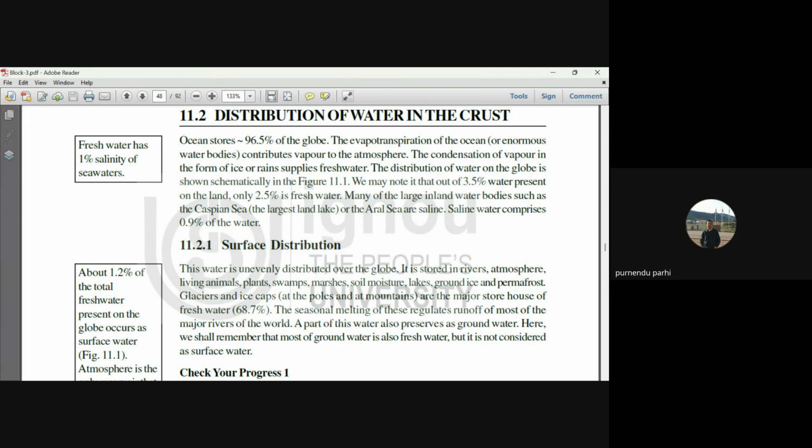We may note that out of the 3.5% of water present on the land, only 2.5% is fresh water. Many of the large inland water bodies, such as the Caspian Sea or the Aral Sea, are saline. Saline water comprises 0.9% of the water.